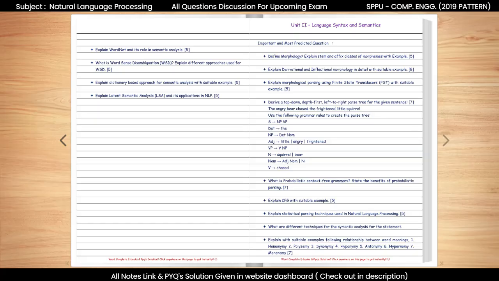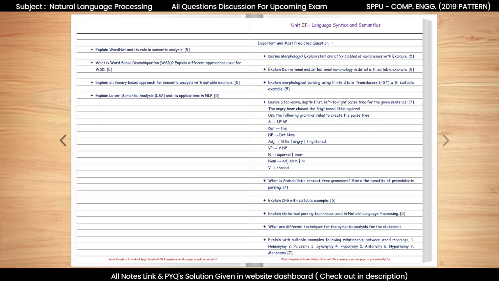We start with the question. Define morphology and explain stem and affix classes of morphemes with example. Morphology is the study of the internal structure of words and how words are formed from smaller meaningful units called morphemes. A stem is the core part of a word that carries the main meaning, such as play in playing.